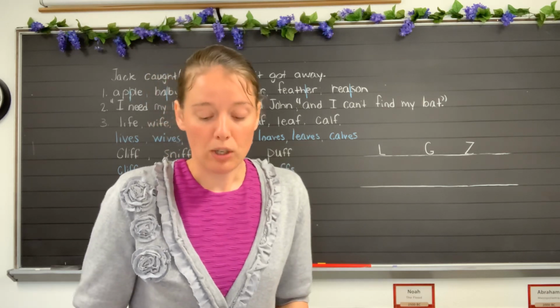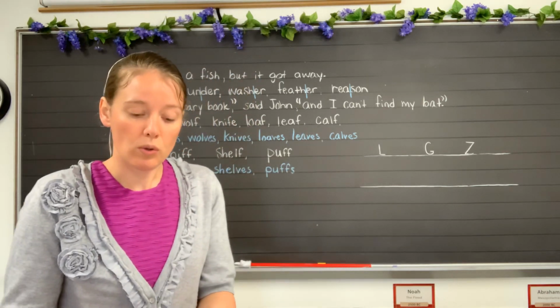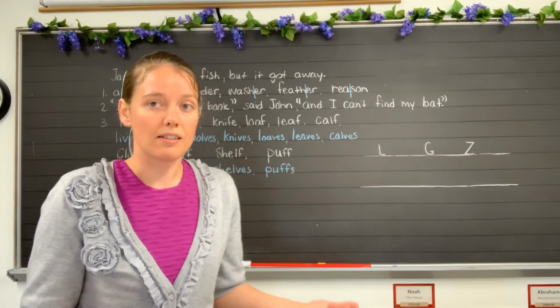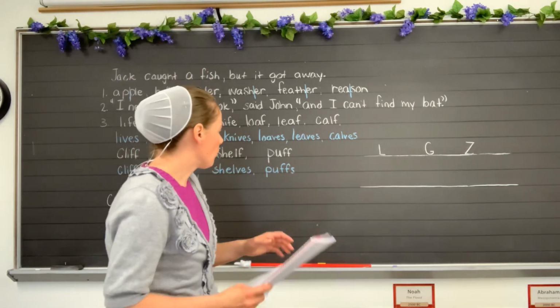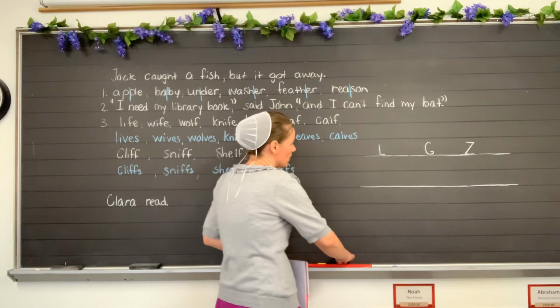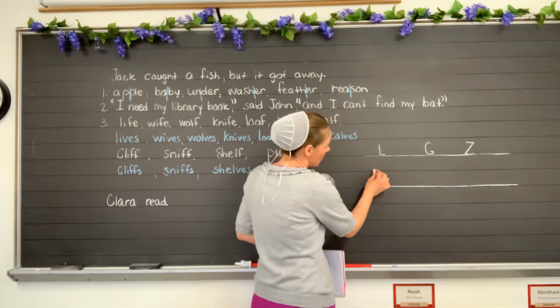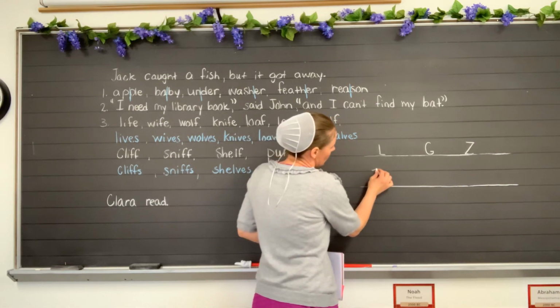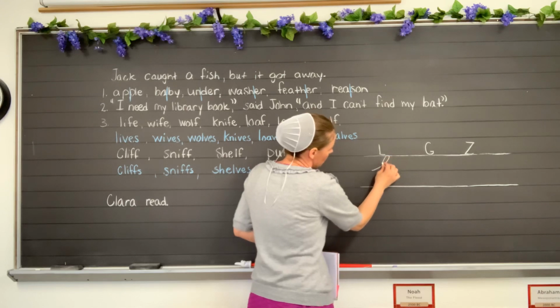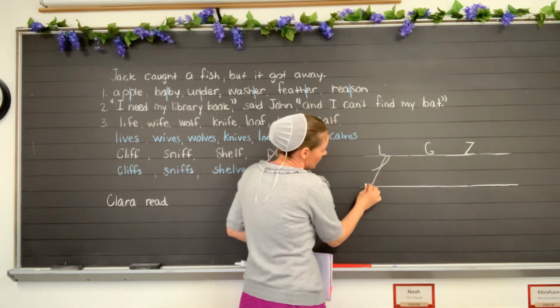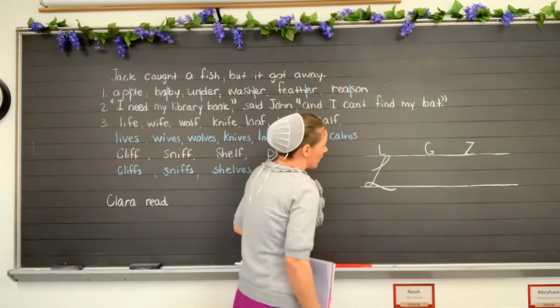Let's go on to penmanship. And today you will be reviewing the L and the G and the Z. Let's just do them here on the board again, just to refresh our minds. So the capital L, you start here on the middle line and go up like this and make a loop and slant back down here, like that.